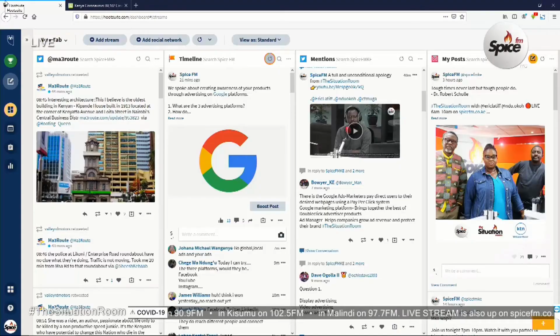Okay, so an answer to how we do it, how you pay. Boyer says there is Google Ads. Marketers pay to direct users to their desired web pages using a pay-per-click system. Google Marketing Platform brings together the best of DoubleClick advertiser products, and Ad Manager helps companies grow ad revenue and protect their brand. Does that work for an answer for you? So, he's gone very technical. DoubleClick is definitely one of our platforms, but not what we are referring to here.